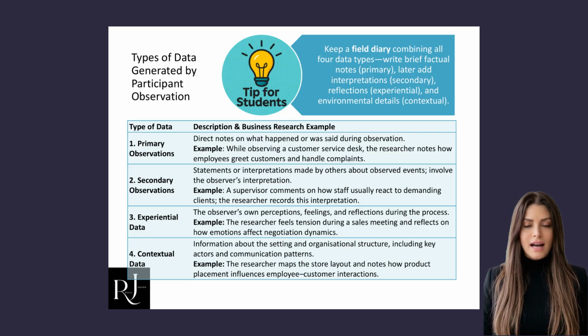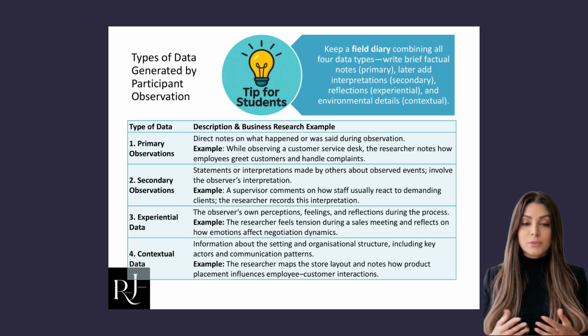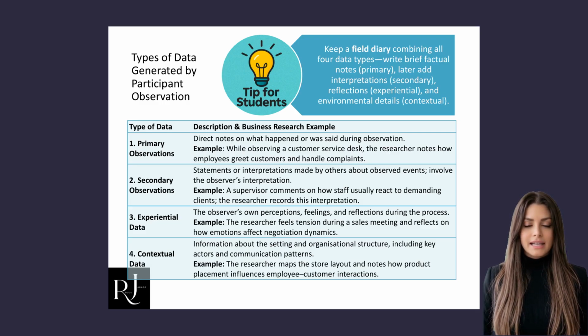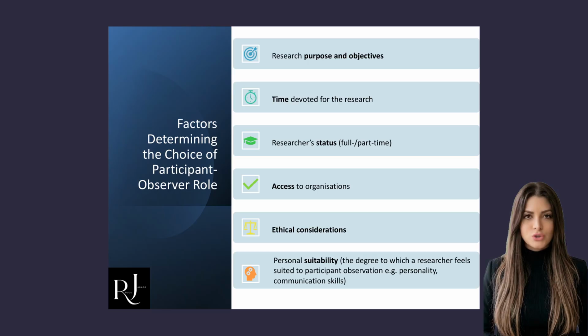To manage all of this, I have a tip for students. Keep a field diary. This is your research Bible. In the moment, write brief factual notes, the primary data. Later that evening, while it's fresh, add your secondary interpretations, your experiential reflections, and the contextual details. By combining these four types of data, you create a rich, multi-dimensional picture of the organization. You aren't just collecting dots, you are beginning to connect them into a story that explains the complex reality of the business world.